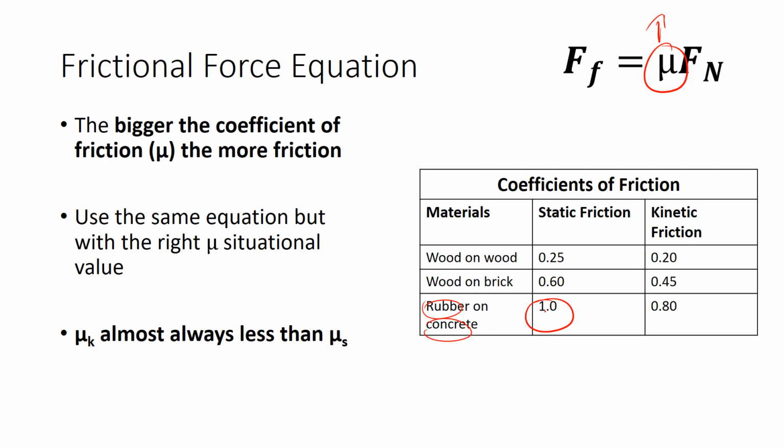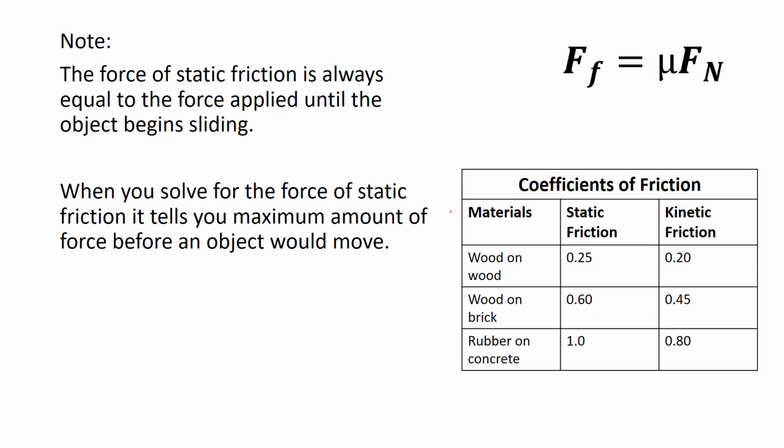Rubber on concrete is 1.0 when it's static, or not moving friction. So just note, look at this. Static friction for wood on wood is 0.25. Kinetic friction is 0.20. Wood on brick, static is 0.60. It decreases to 0.45 when the object starts moving. And then rubber on concrete is 1.0, and it decreases to 0.80 once the object starts moving.